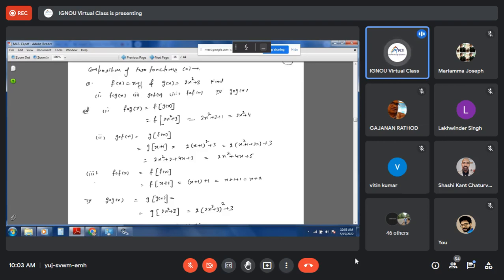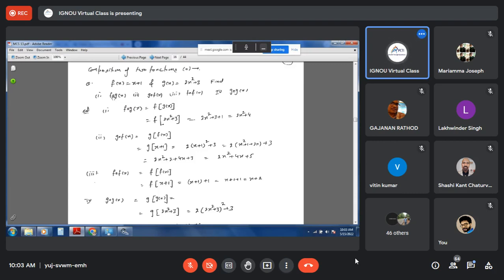f of x is the function x plus 1. g of x is the function 2x square plus 3. These are the two functions. Find, and here is what may be the formation of the questions: find f composition g. Some write it f o g. Some read it like fog, but it is not fog. It is f composition g.